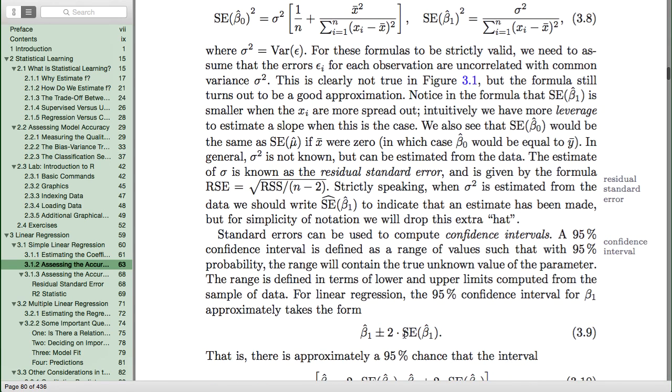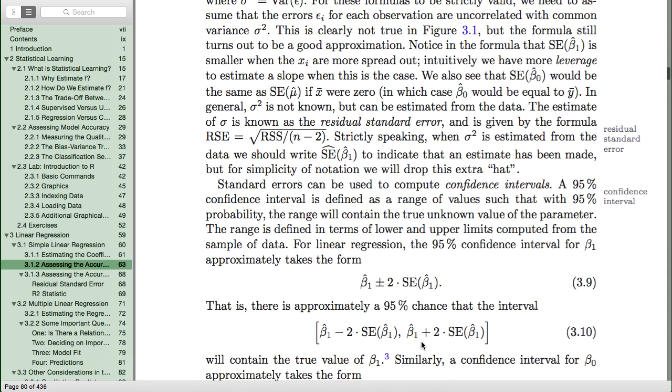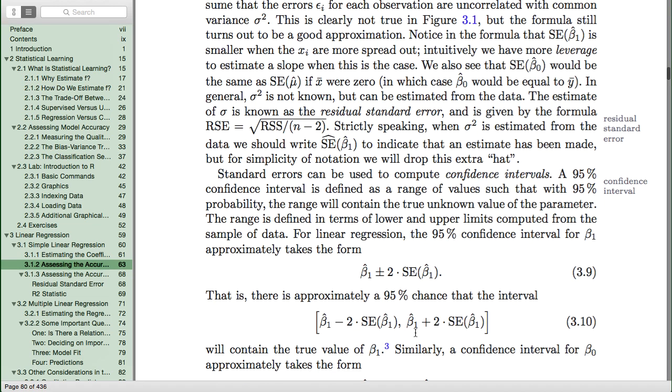So we can say that we have 95% confidence that the true value of beta 1 is within 2 standard errors, that is, 2 of these, of the estimate that we have of beta 1. This is in interval notation. This expression right here represents 2 numbers: beta hat 1 minus 2 times the standard error, and beta hat 1 plus 2 times the standard error. And this is confidence interval notation.